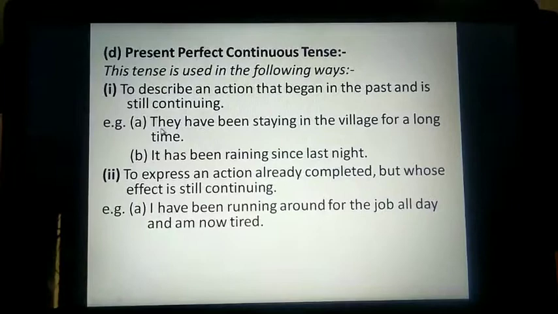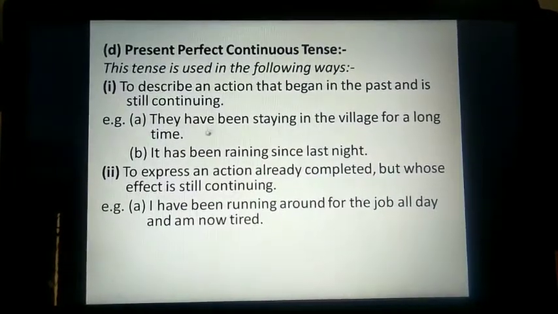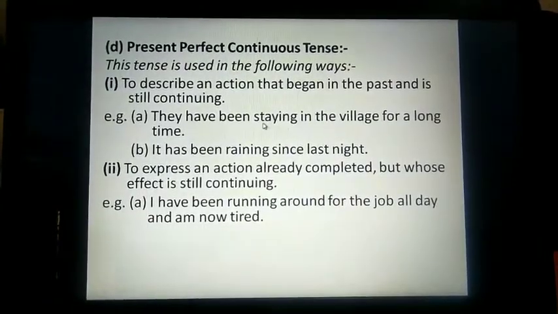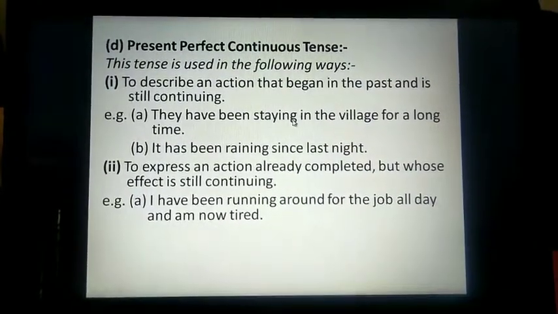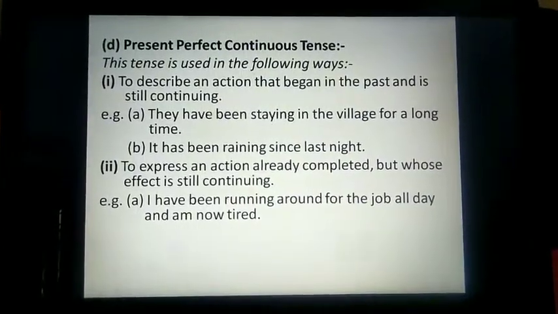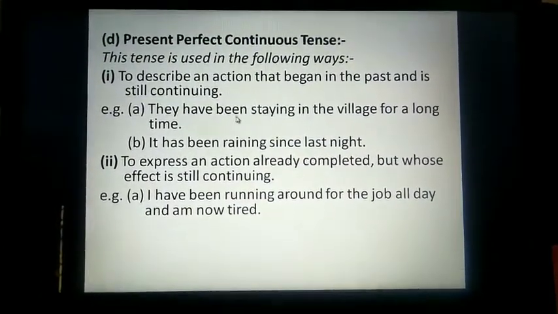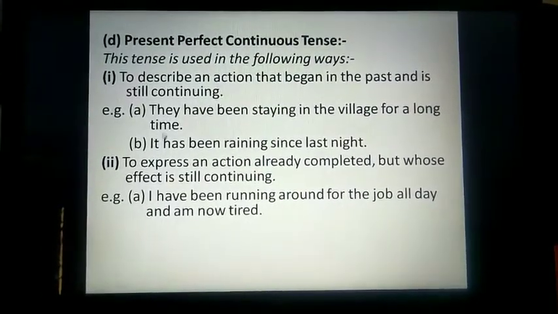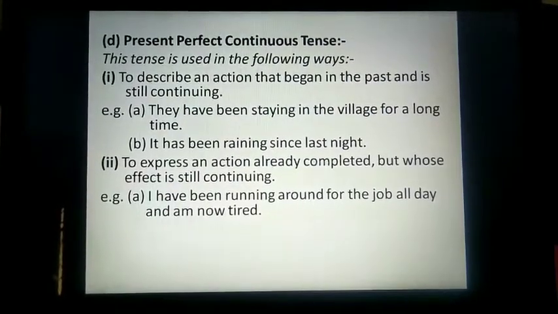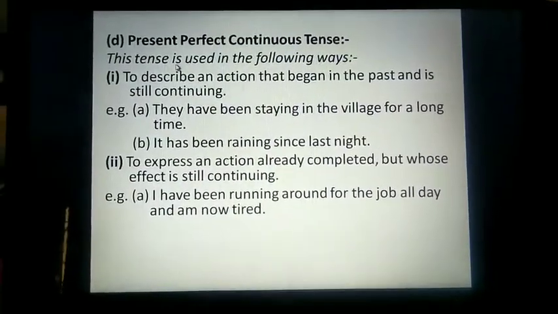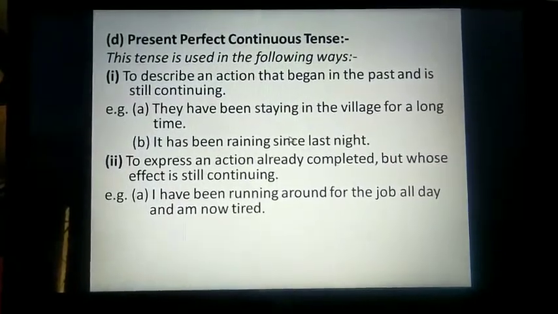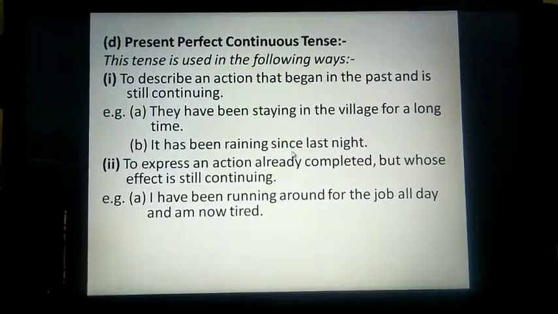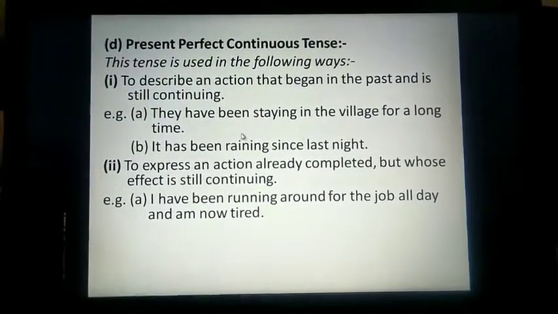Here you can see, along with they, we are using have, which we used in perfect tense. Then staying, this is first form of verb with ing, which depicts continuous tense. Joining them, we are using been. So, they have been staying in the village for a long time. Next example is, it has been raining since last night. So while writing present perfect continuous tense, always remember to use been along with has and have, and use of since or for depending upon the sentence.